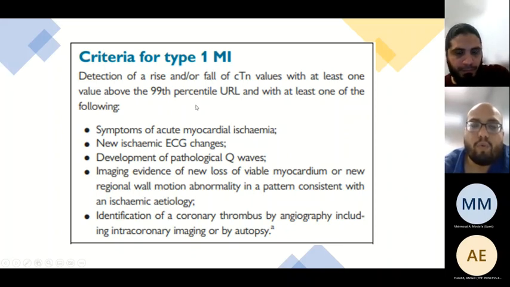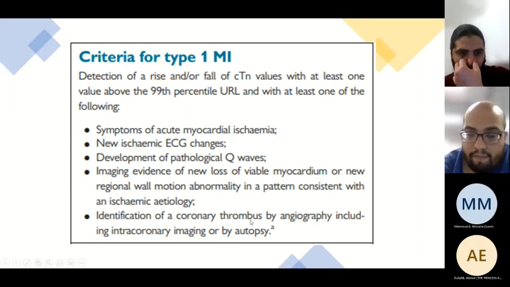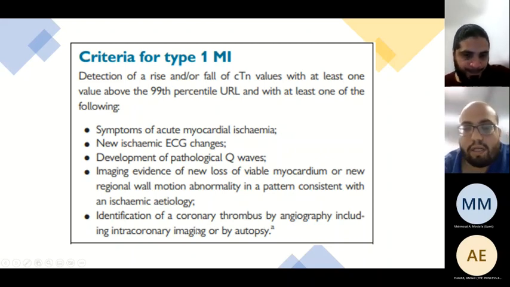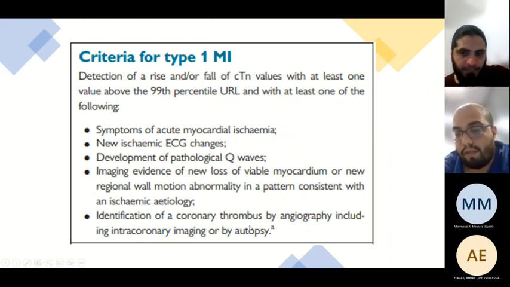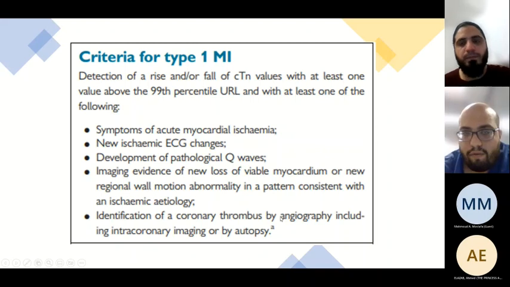And you also need one of the following things, but in a type 1 MI, you definitely need to find a coronary thrombus, either when the patient is having an angiogram or intracoronary imaging such as a CT coronary angiogram, or if it is found on autopsy. But in the other types, for example, in type 2, you will not find a thrombus in the patient. Is that clear for type 1?